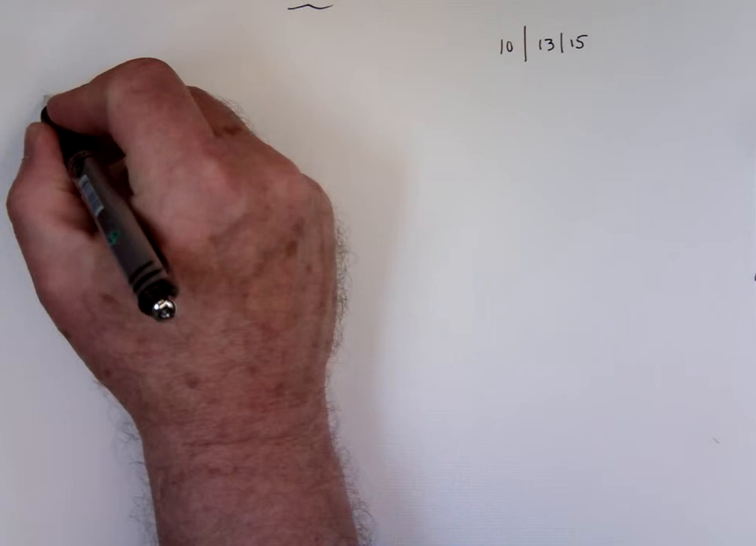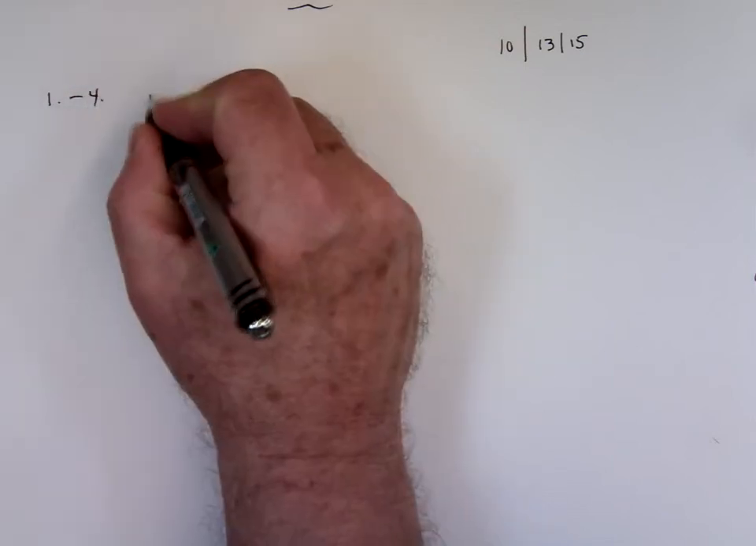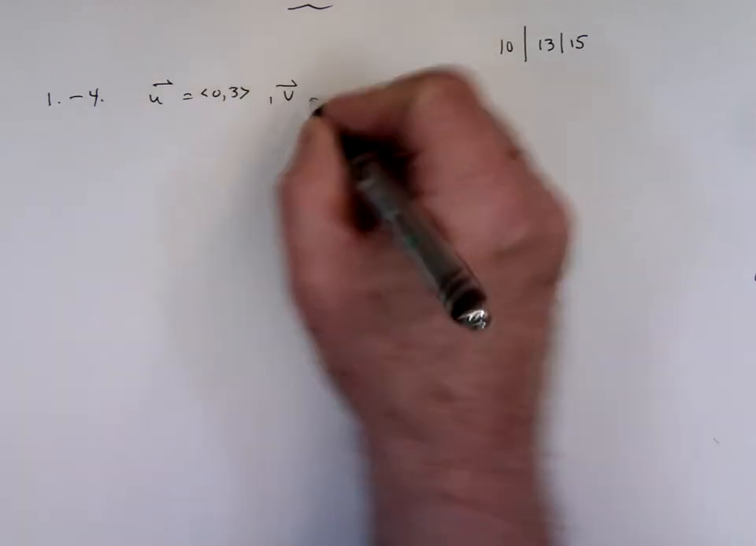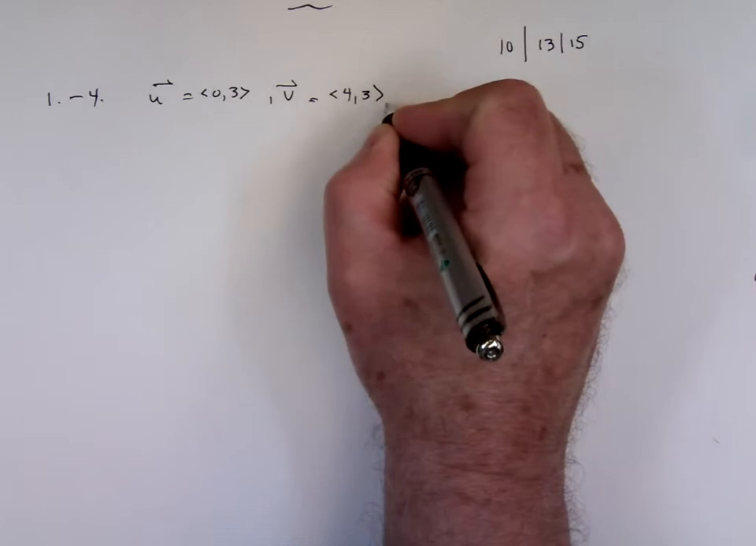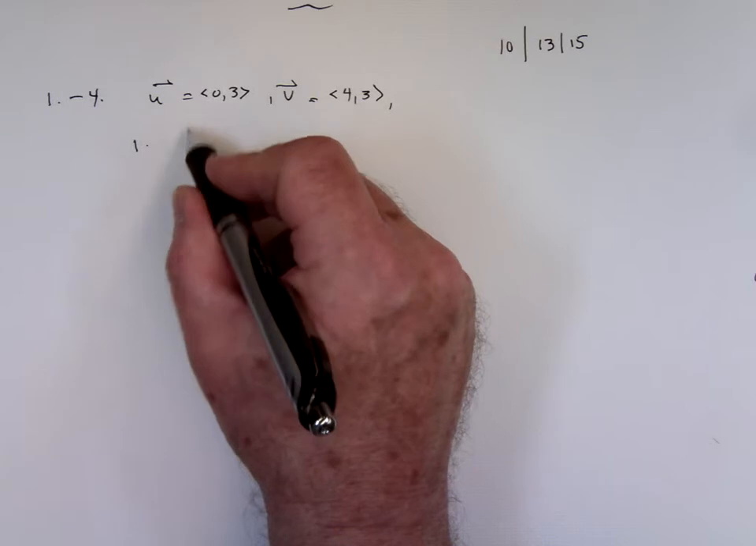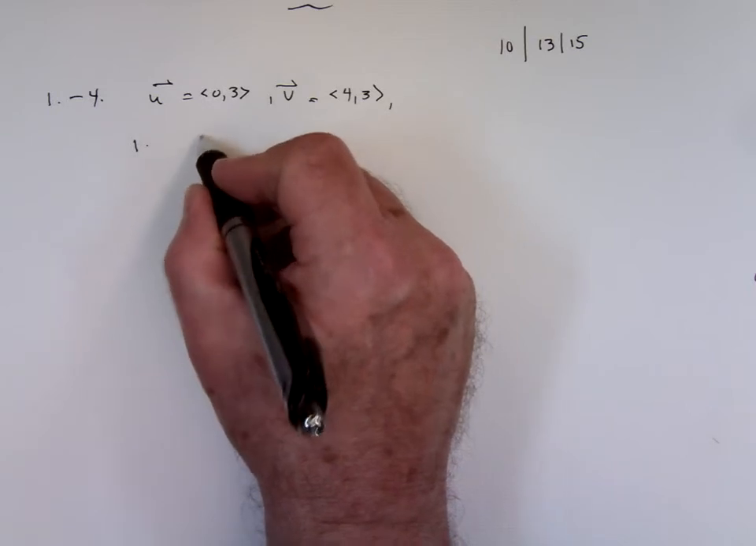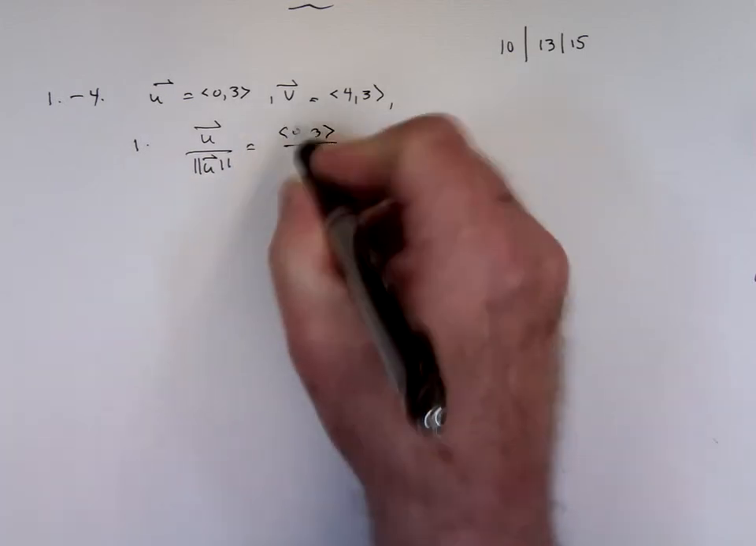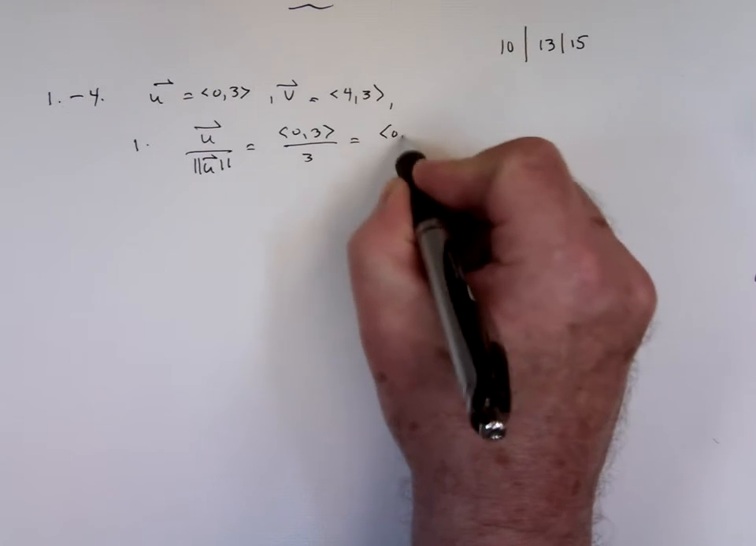Okay. Let's go through it. Given the vectors u and v, we had to do various things. Find unit vector in the direction of u. Unit vector in the direction of u is u divided by its magnitude. So 0, 3 divided by 3, the magnitude, which is 0, 1.